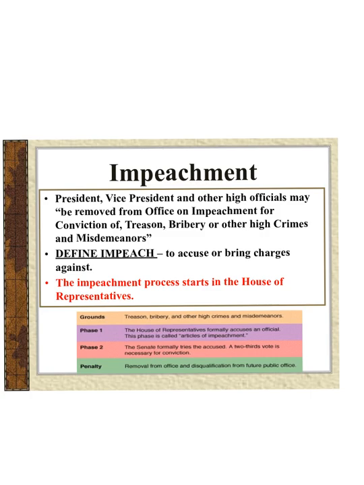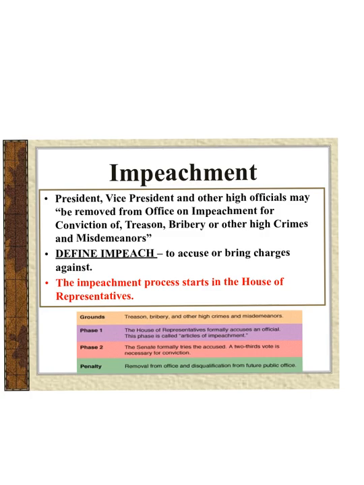Please write down the third bullet highlighted in red on this slide. Congress also has impeachment powers. The president, vice president, and other high officials may be removed from office on impeachment for conviction of treason, bribery, or other high crimes and misdemeanors.